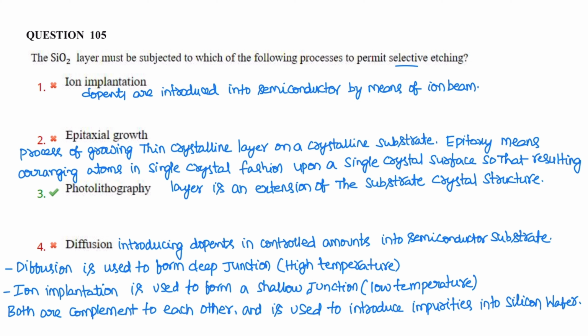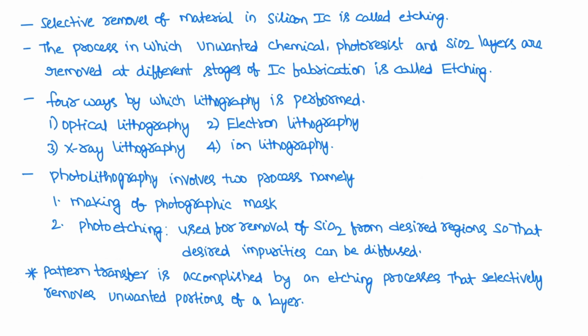Both ion implantation and diffusion are complementary to each other and are used to introduce impurities into the silicon wafer. Now, photolithography: the selective removal of material in a silicon IC is called etching. This is the process in which unwanted chemical, photoresist and silicon layers are removed at different stages of IC fabrication.